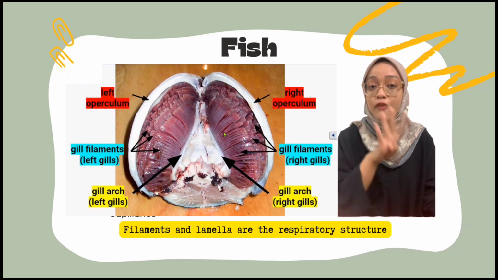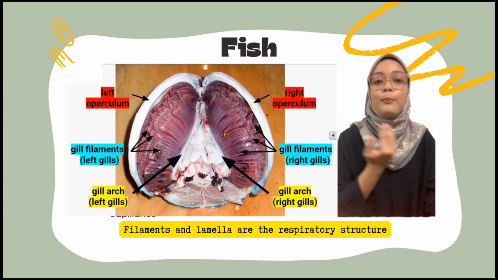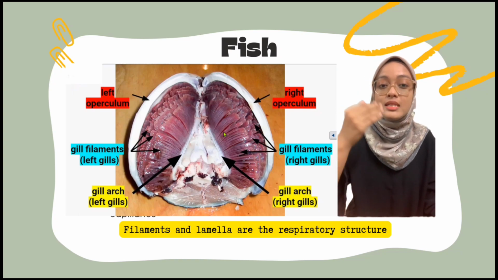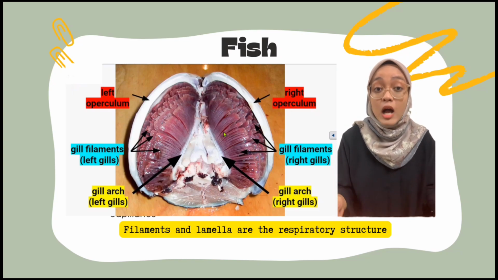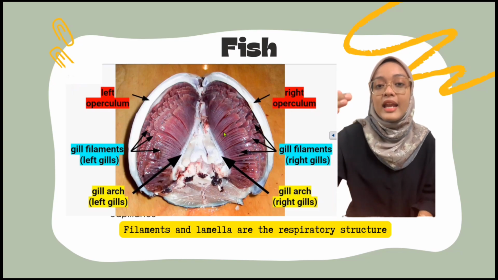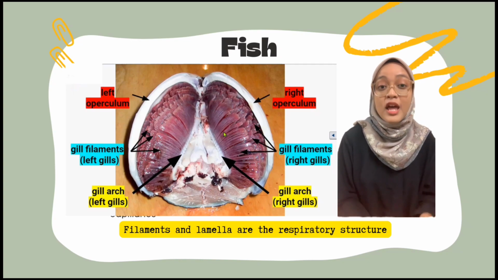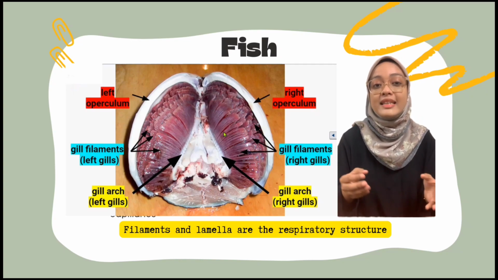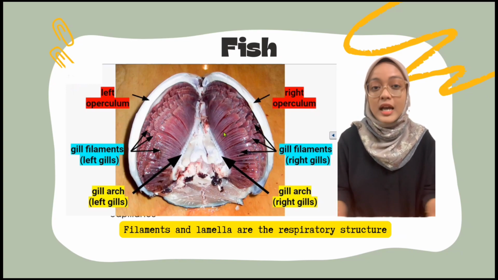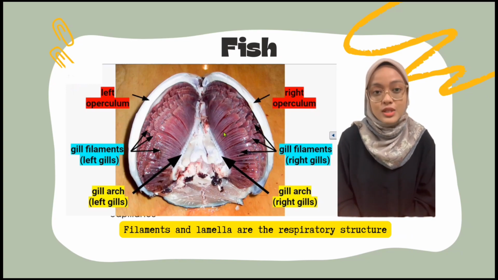Most fish have 4 gills that are protected by operculum on each side of the pharynx. Now, the gills are made out of lines of filaments supported by a gill arch. Filaments are responsible for the gas exchange, thus becoming the fish respiratory structure.